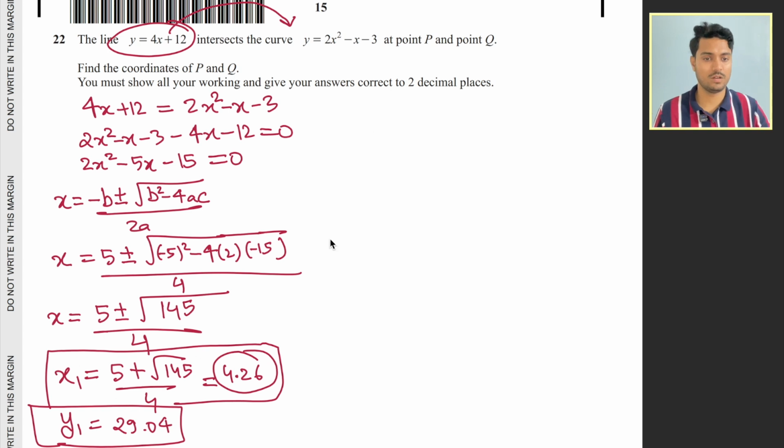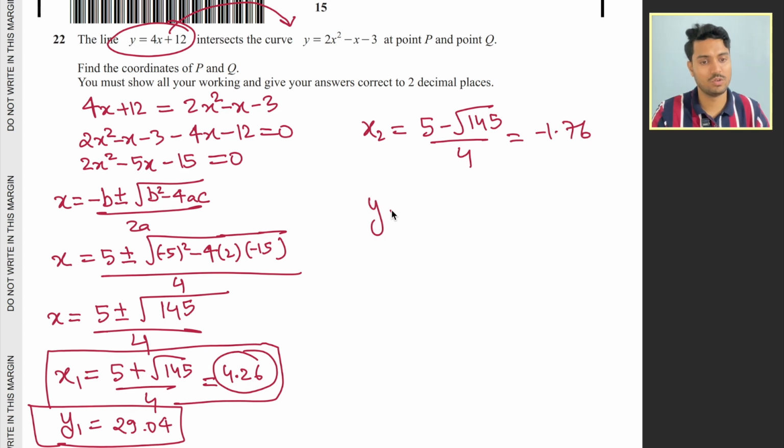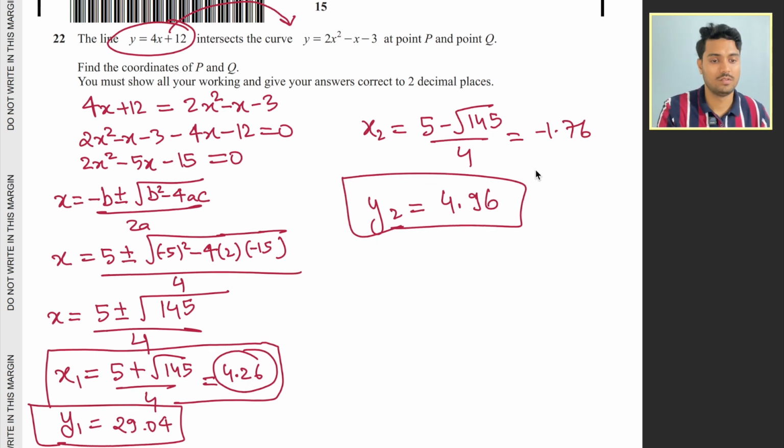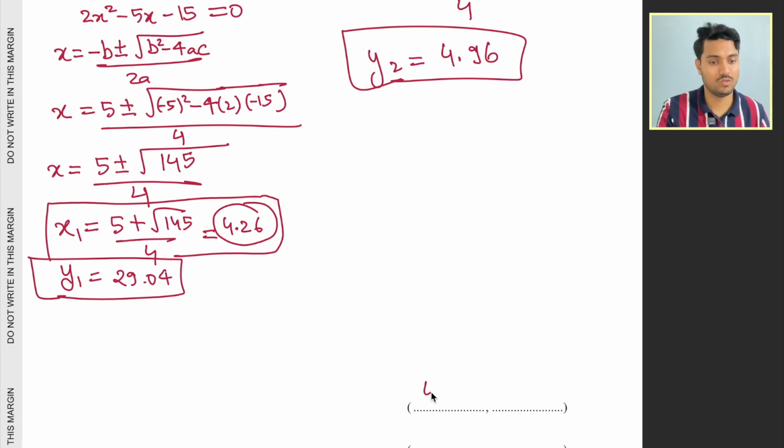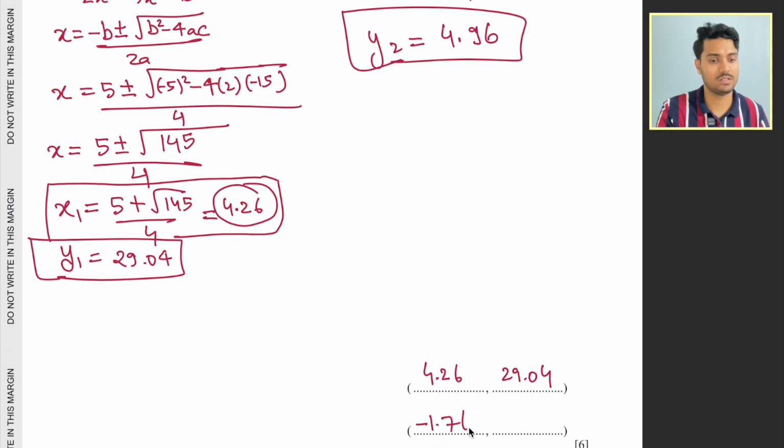Let's check the other one, the negative one. X2 is going to be 5 minus root 145 divided by 4. Let's check the value. 5 minus root 145 divided by 4, and the answer is negative 1.76. Y2 is going to be 4 times the answer plus 12, which is 4.96. So x1 is 4.26, 29.04, and this is negative 1.76, 4.96 as the final answer.